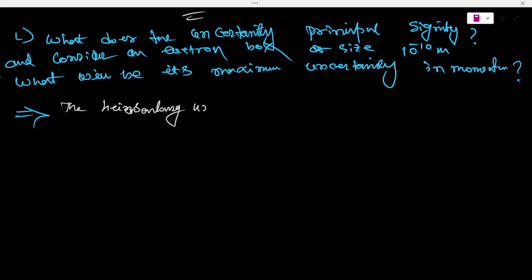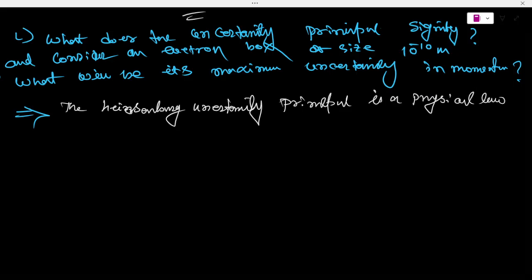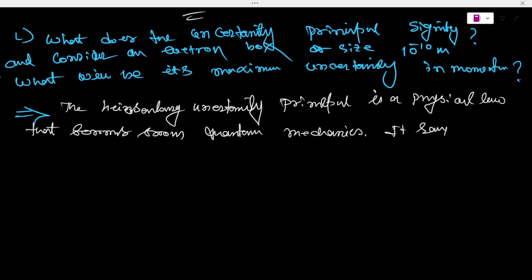The Heisenberg uncertainty principle is a physical law that forms part of quantum mechanics, okay.